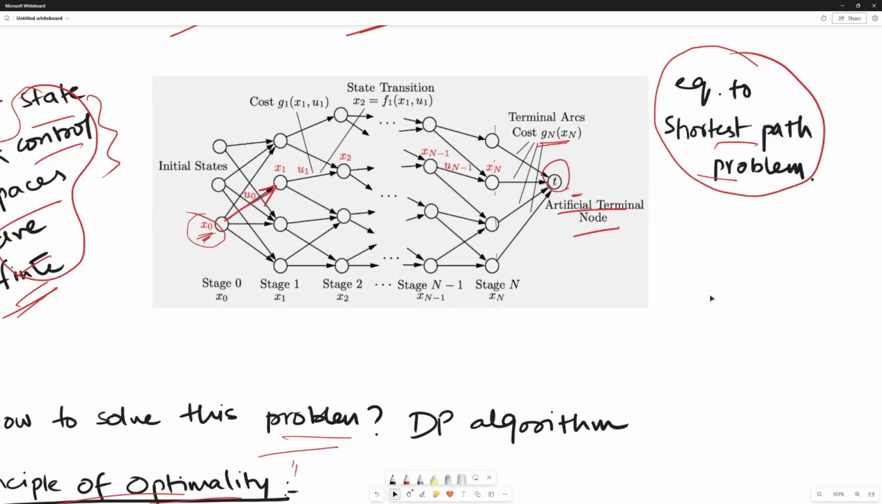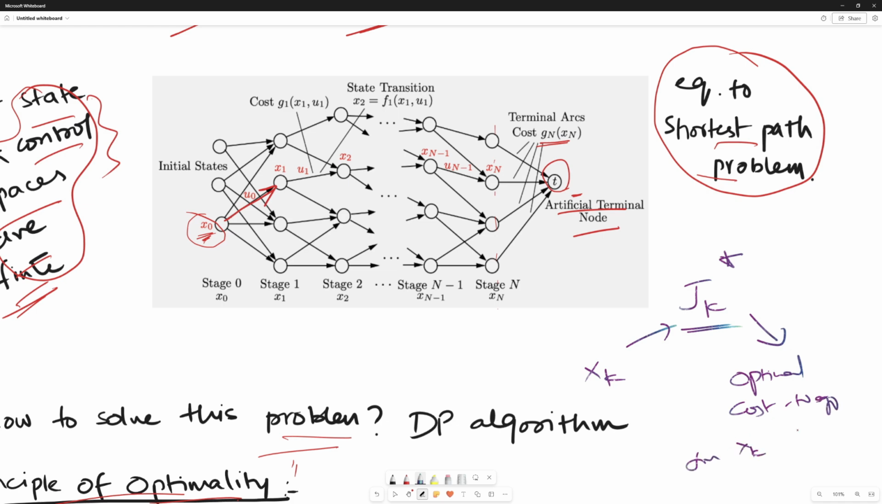Right. So suppose I have this function J_k star. The input to this function is x_k, and the output is the optimal cost to go. This gives me a scalar output, that is the optimal cost to go from x_k to the terminal state. So that is this function. It maps from all x_k's. The domain of this function is any x_k in any stage.